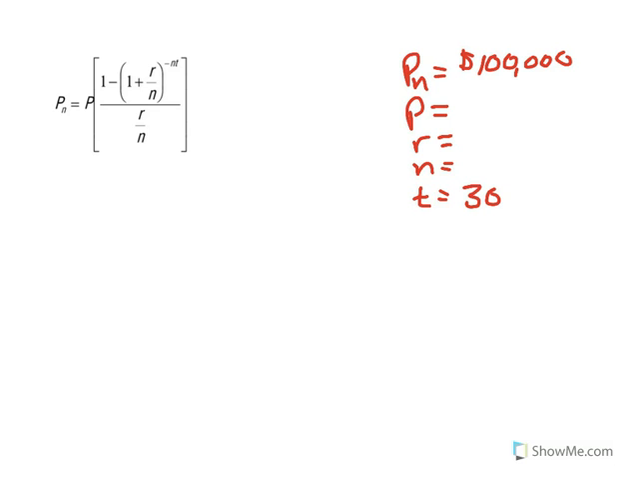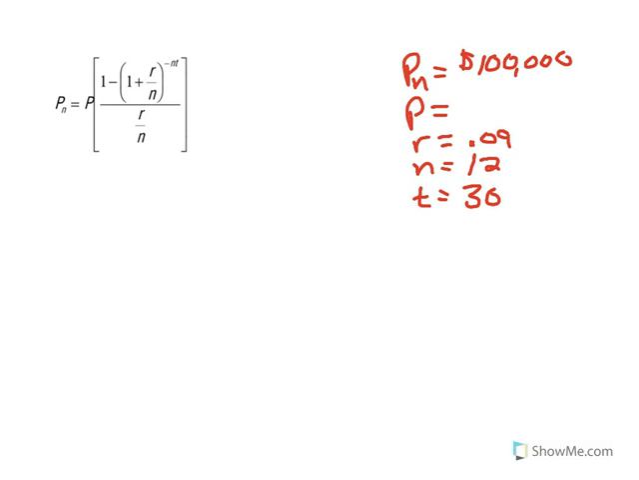N is the number of payments per year. It's a monthly mortgage, it says in the first sentence. That means you pay it once a month. There are 12 months in a year. Except for a leap year. On a leap year, there's 12 months. R is the interest rate as a decimal. It's 9%. As a decimal, that's 0.09.